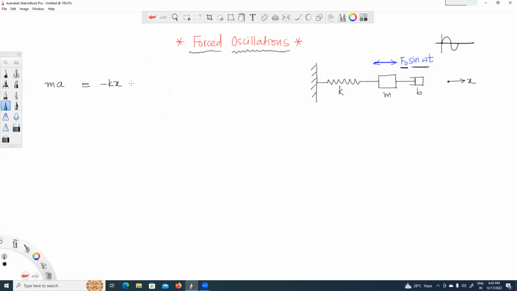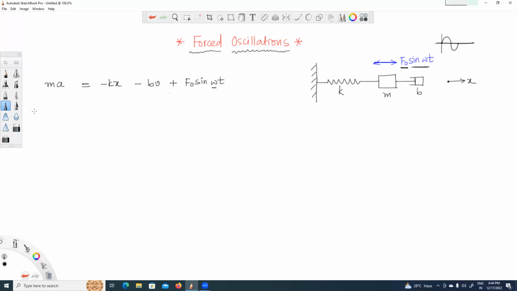Then we have the resistive force due to the damping effect, which is given by minus Bv, where v is velocity. Now, apart from these three forces which act in the case of damped oscillation, we have an additional external force, which is periodic in nature, F naught times sine omega t. Look at this force again. F naught is the amplitude of this forcing function, and omega is the frequency with which this force is being applied to the system.